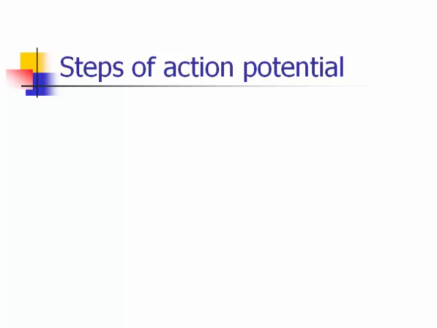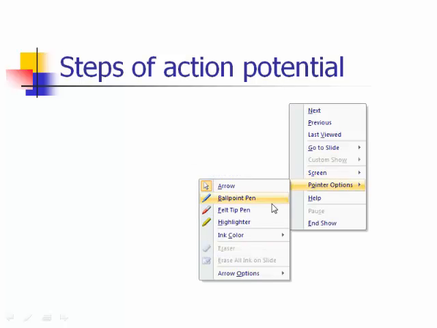Okay, so let's go through the steps of the action potential, and we're going to draw it. I'm going to draw it on the side here. You should draw it on a separate piece of paper, I think. Let me see if I can find this here. And what we're going to draw is, oh, I have to get the pointer. And the pen, sorry. Let's draw a graph, okay? And along this side, we're going to put millivolts, mV.